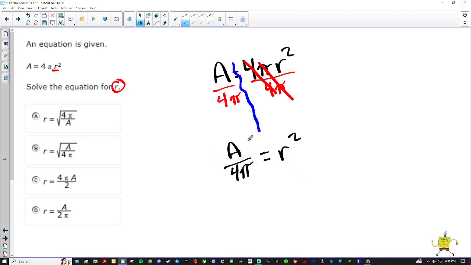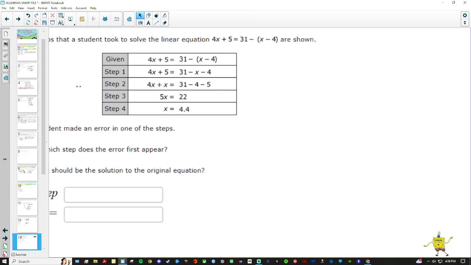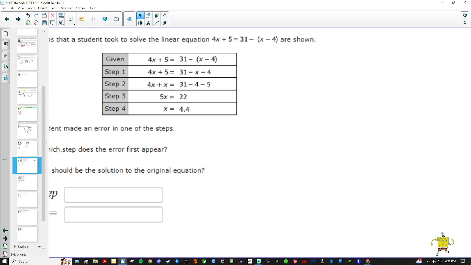Now this is like a problem we did earlier. I can get rid of this r squared as long as I put a square root on the other side. So r equals the square root of a over 4 pi. And we're done. Next problem. We have just 1, 2, 3, 4, 5 left to go.